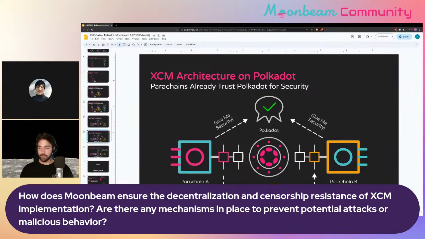Okay. Next question. For ordinary users, is it convenient and friendly to use XCM cross-chain interaction on Moonbeam? Are there any learning costs or technical barriers?